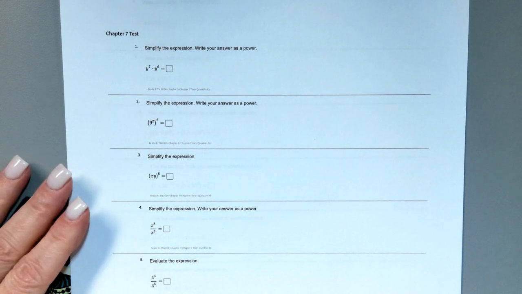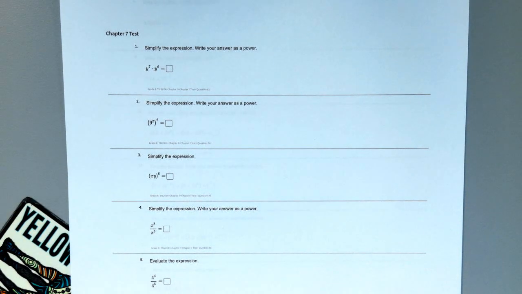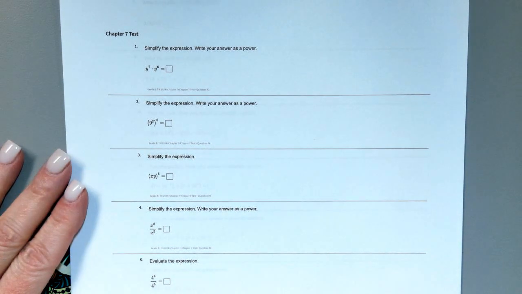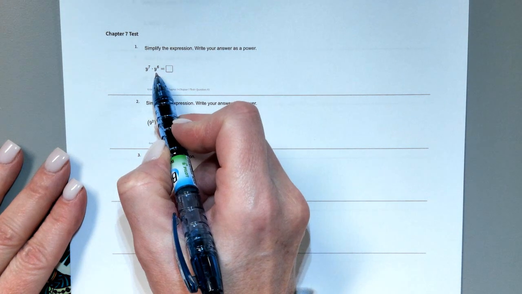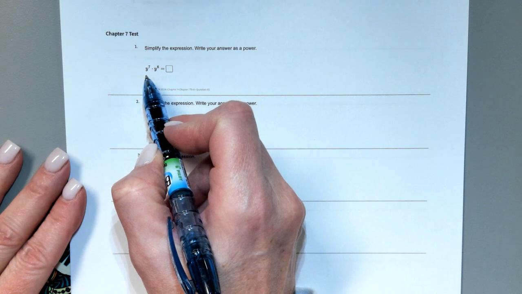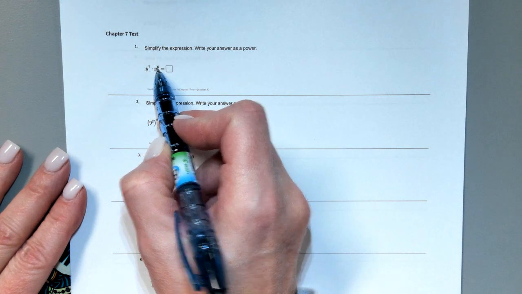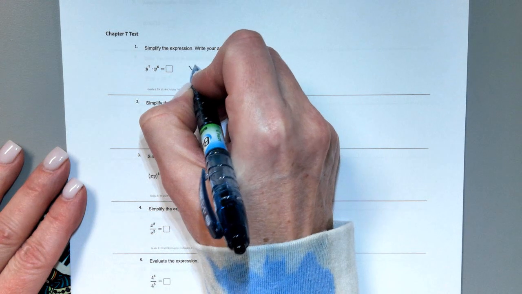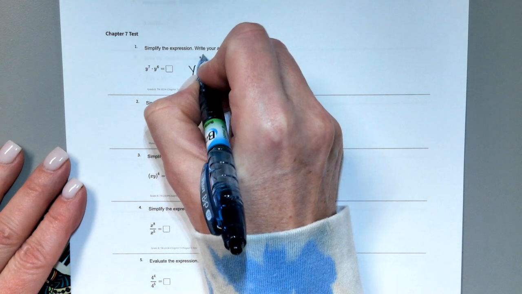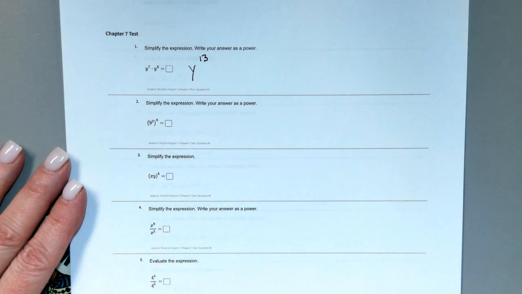All right, so I'm going to start at the beginning. We got number 1. It says simplify the expression. Write your answer as a power. I've got y to the 7th and y to the 6th. Our rule for multiplying with the same base is we add the exponents. So my answer would be y to the power of 13.